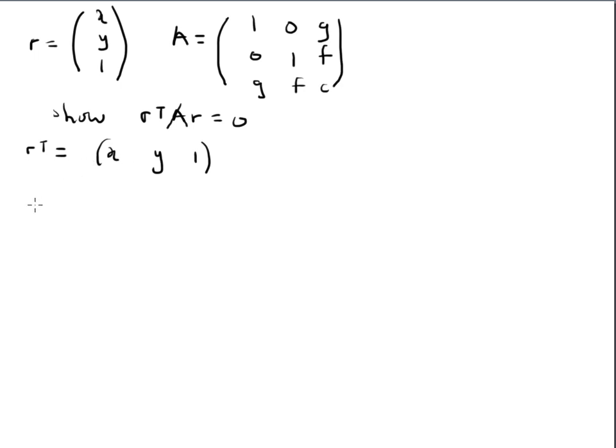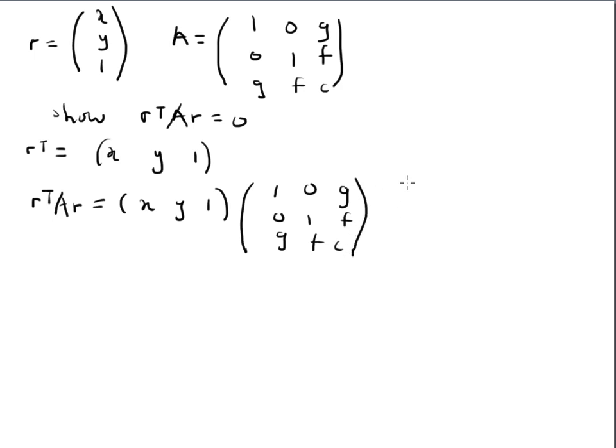Okay, so now R transpose A R is equal to this x y 1, multiplying 1 0 g, 0 1 f, g f c. So you can be solving along. Like you can try to go ahead of me because I'm solving it slowly. Then you see if you're on track.